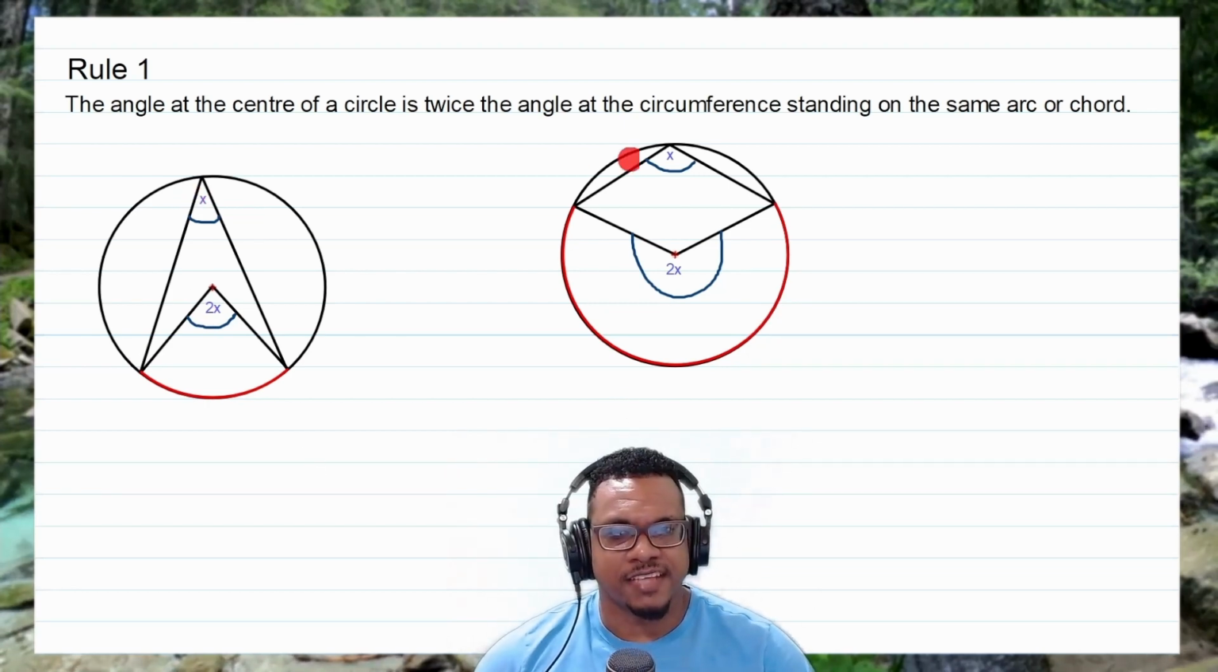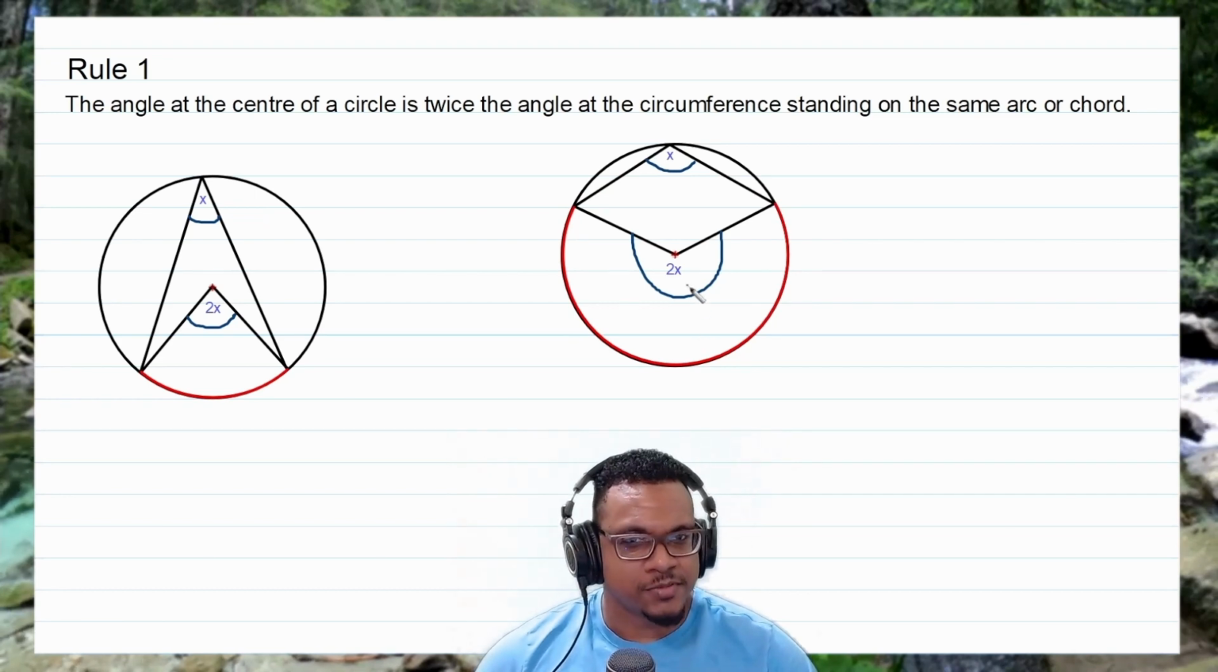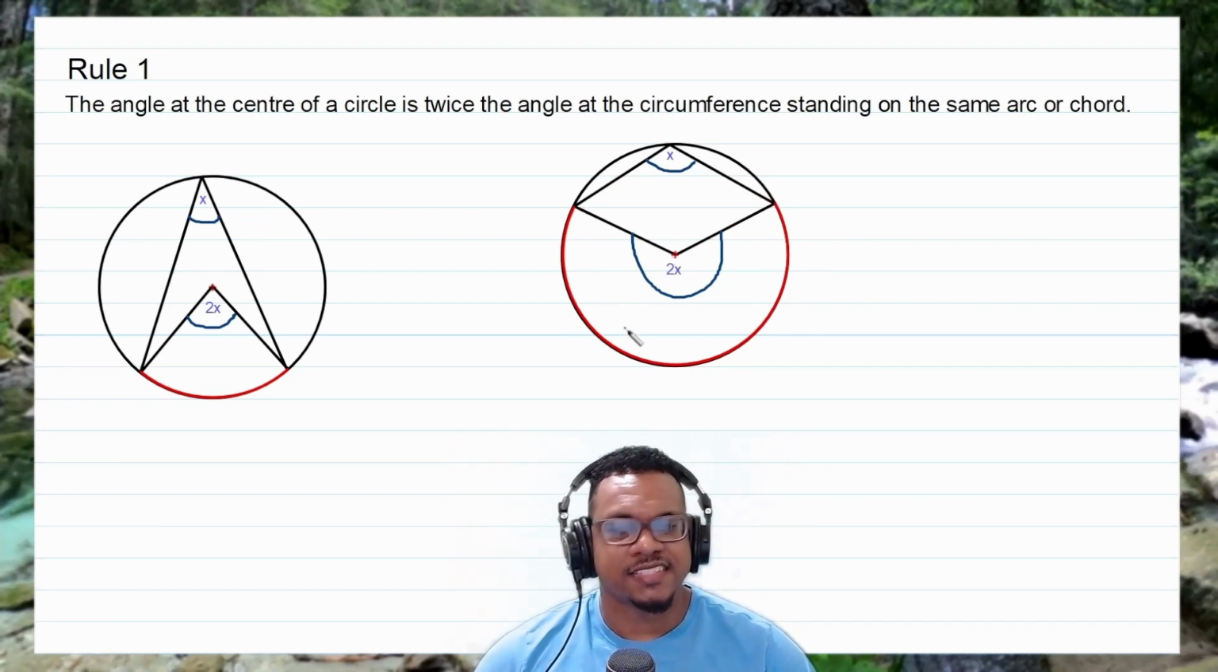Here I have another example of that same rule, just a different orientation. The angle 2x, the vertex is at the center. The angle x, the vertex is at the circumference. Now notice the arms of the angle x, which is this line and this line, stands on this arc in red. And the arms of the angle 2x, which is this line and this line, stands on the same arc in red. Hence, the angle at the center is twice the angle at the circumference.